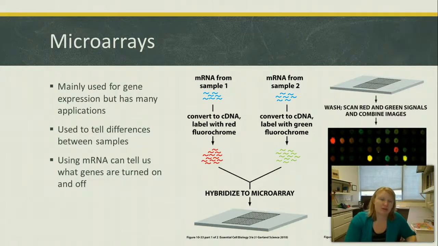And if they're yellow, that's where green and red bound together. If they're red, that's only where the sample 1 bound. If they're green, that's where only sample 2 bound. And this tells us what genes are turned on and off.